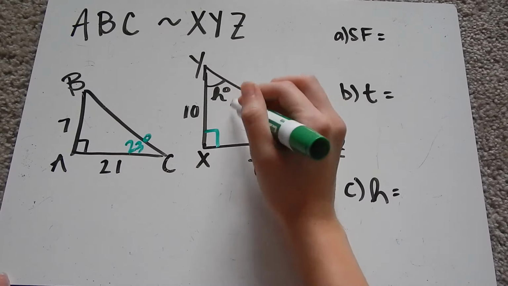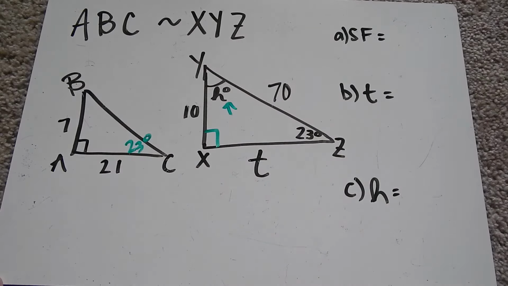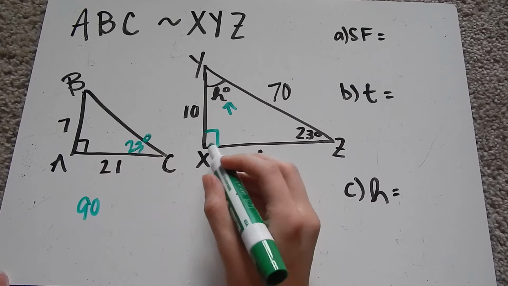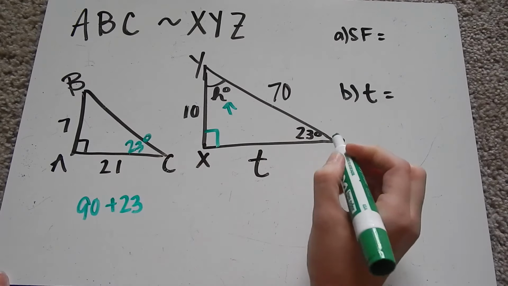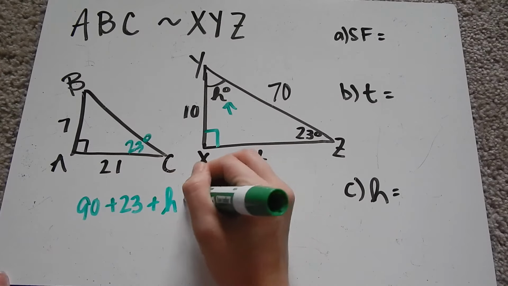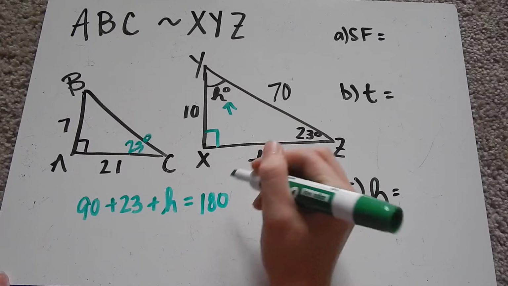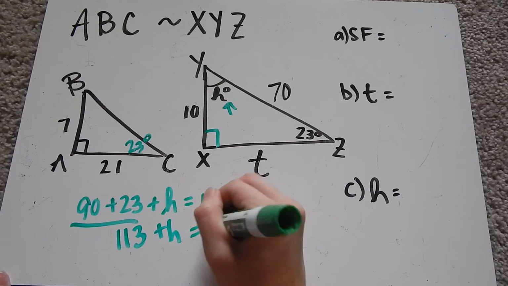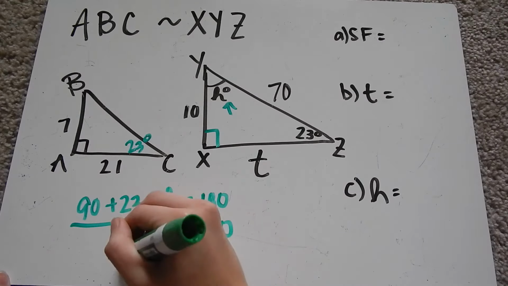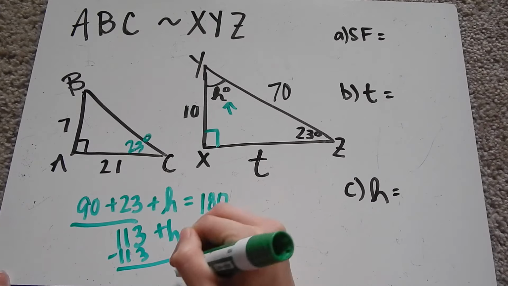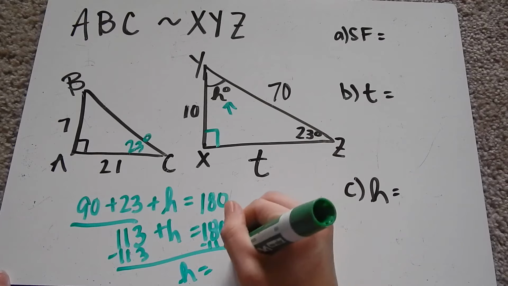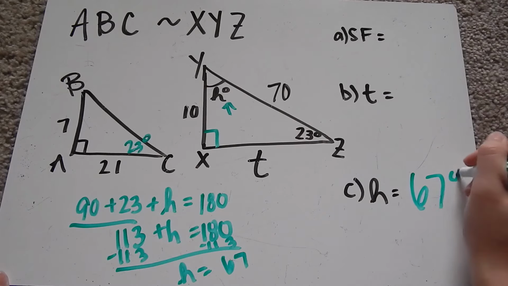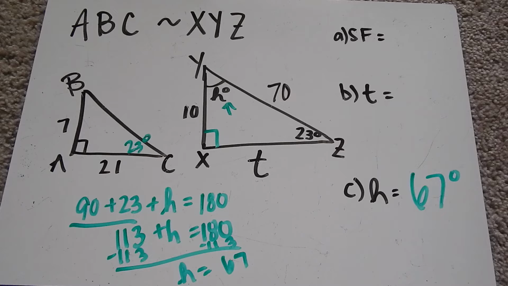Now we want to find this angle H here. Well, I know 2 out of the 3 angles, so that's going to be the easiest thing for me to find. So I'm going to have 90 degrees, that's my angle X, plus 23 degrees, that's Z, plus this number H that I don't know yet, equals 180. Solve, so we'll combine like terms here. That's 113 plus H equals 180. Subtract 113 from both sides, and we get H is equal to 67. So see here, 67 degrees. That is what H equals.